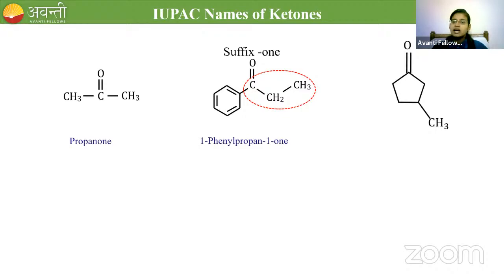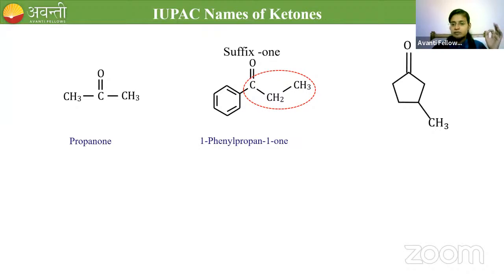How will you name this? We have a cyclopentane ring attached to C=O, and it is having a CH3 group also. So how to name this? If more than 1 substituent is there, you have to start numbering, right? While numbering, the C=O carbon should get number 1, and here 2, and here 3. So in the third position, the methyl group, CH3, is attached. So the name of this compound is 3-methyl cyclopentanone. Exactly correct, Parveen from JNV Guntur. It is 3-methyl cyclopentanone.